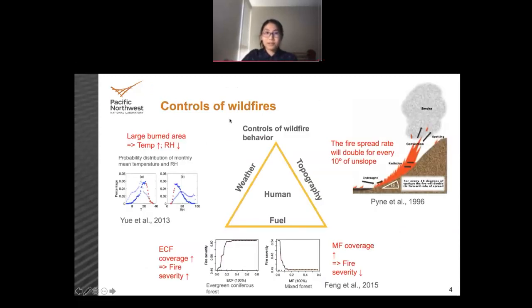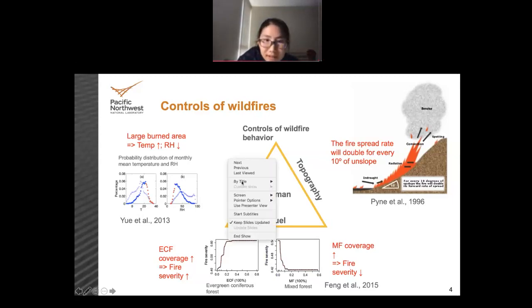Then I will talk about some controls of fires. There are many different kinds of factors, and we can break them down into four types: human, weather, fuel, and topography. For human, as I said before, they can ignite fires, but they can also suppress fires. So human is a pretty important factor in controlling wildfires. Then we also have weather.